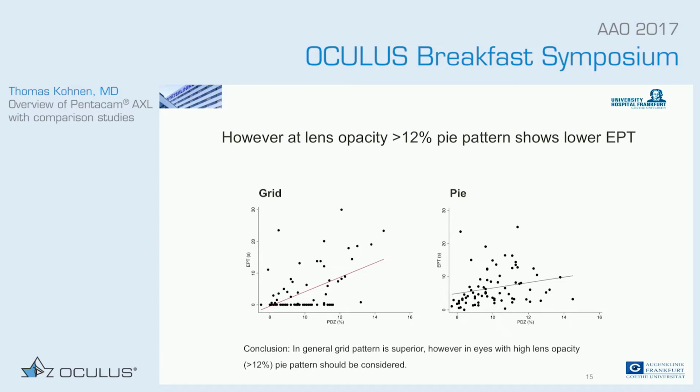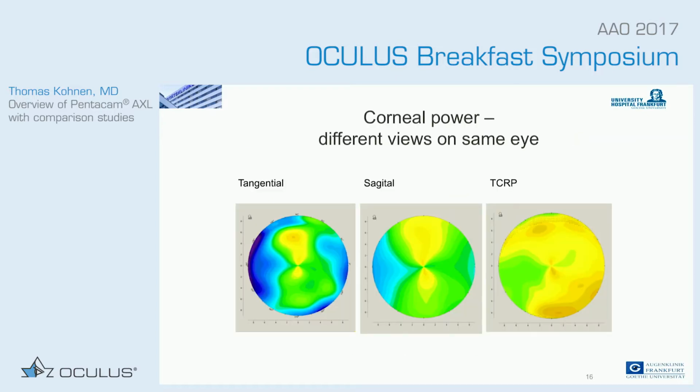So what I'm saying is, if you have the densitometry, you can work on your settings for surgery. Why I say this with Oculus: I think this device is going in this direction. Michael Belin pointed out the corneal power. You can see here the tangential, the sagittal, and the total corneal refractive power. The concept that we don't take just the anterior measurement, but also the posterior measurement into consideration, is very important.